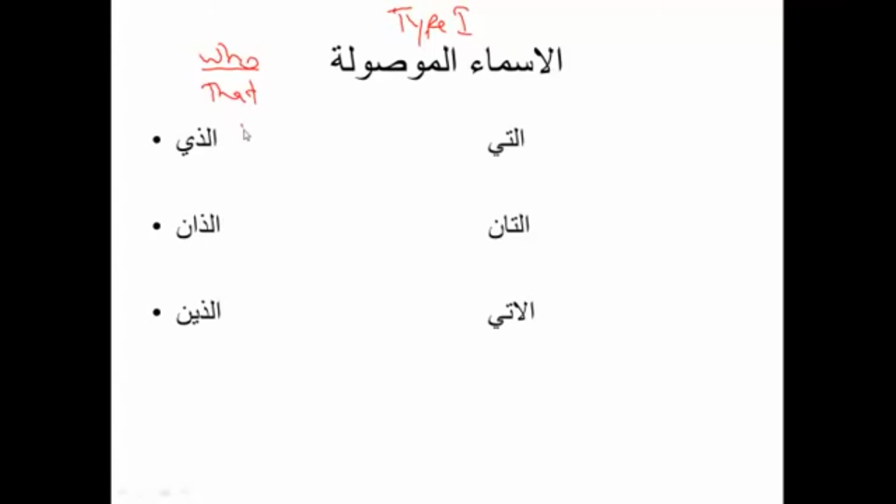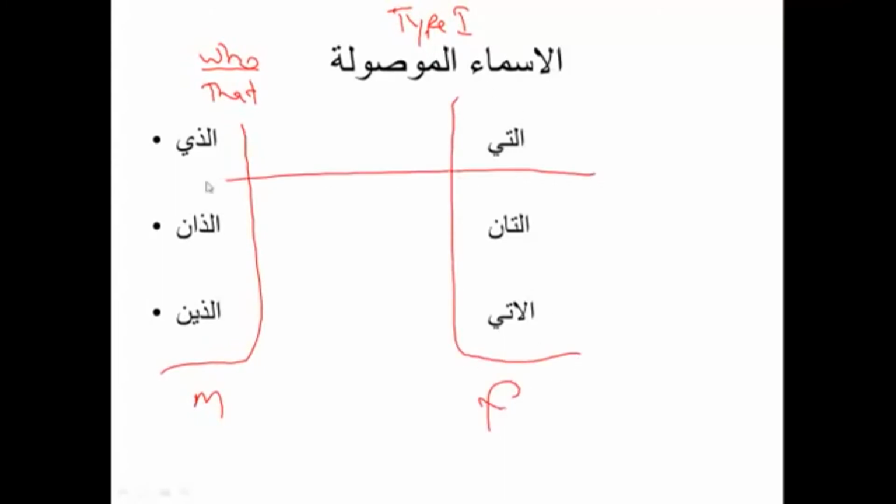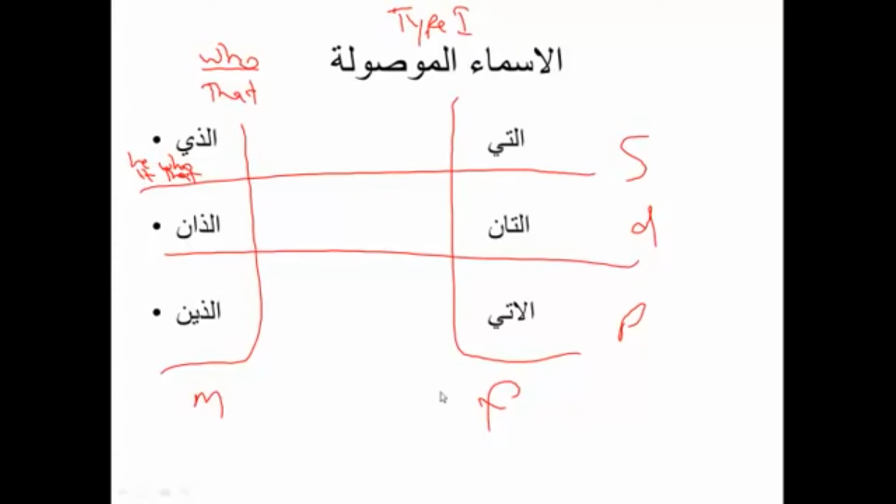Allati is the feminine. So this column right here is the masculine column. This column right here is the feminine column. This is singular. This is dual. This is plural. Okay? And all of them, you combine a pronoun before it. So this could be "he who," or "it that." Again, if you think about this concept very carefully in Arabic, there's nothing to distinguish between "he who" and "it that."